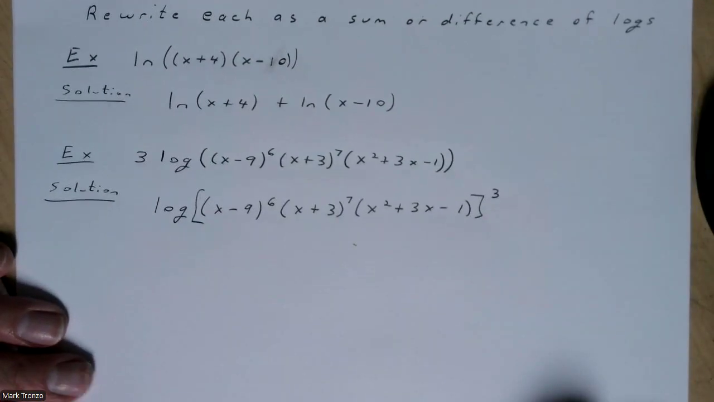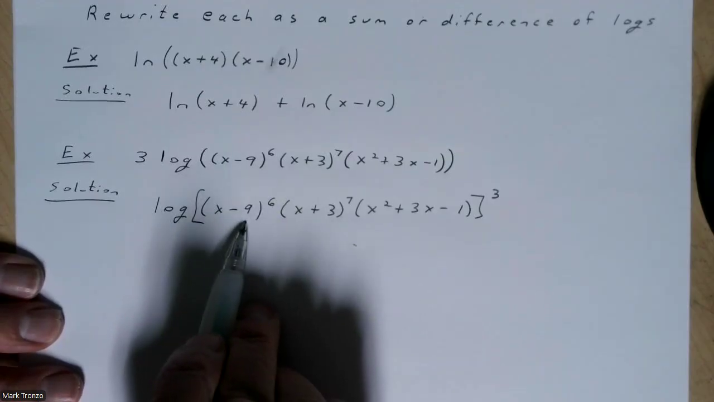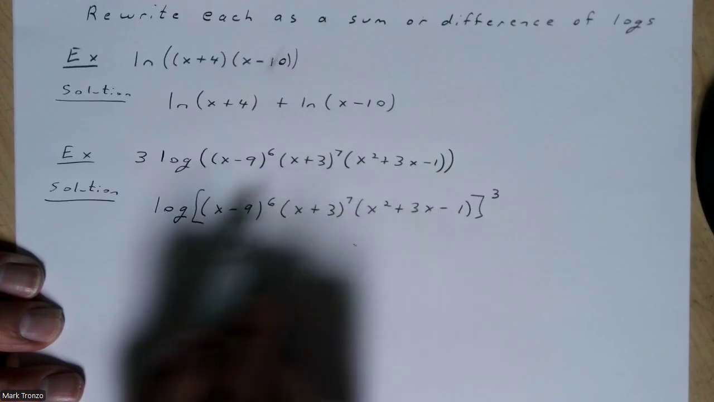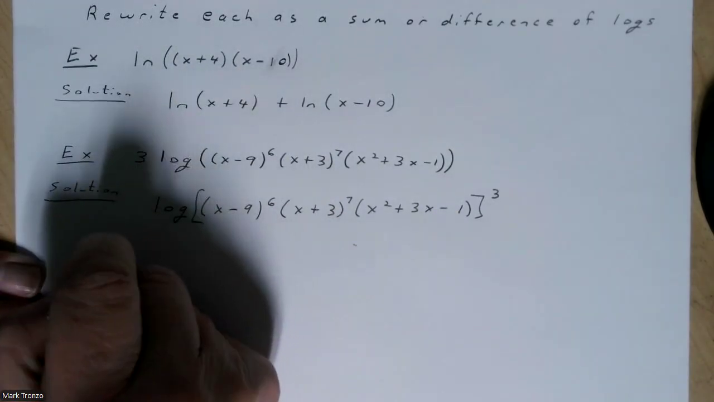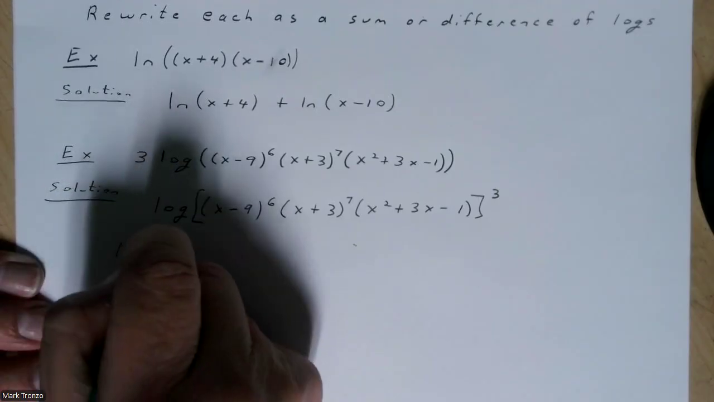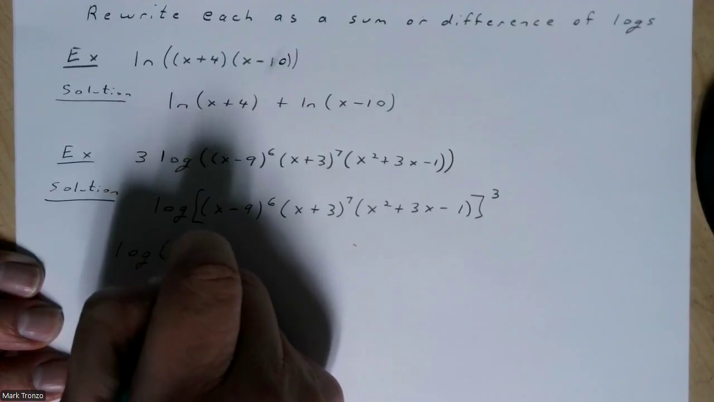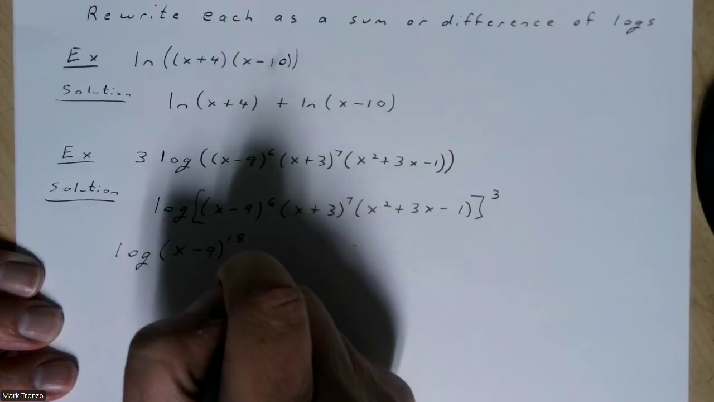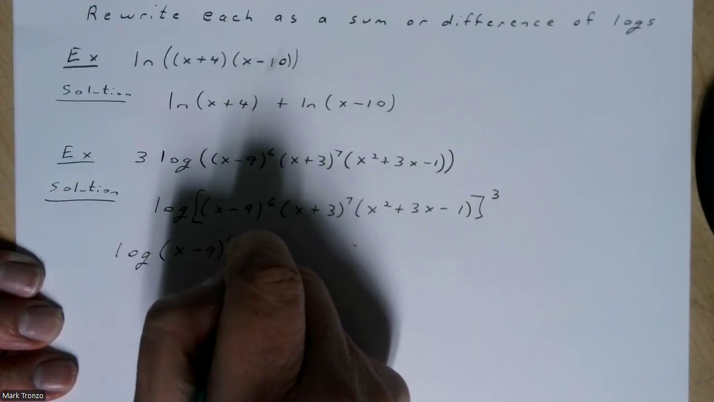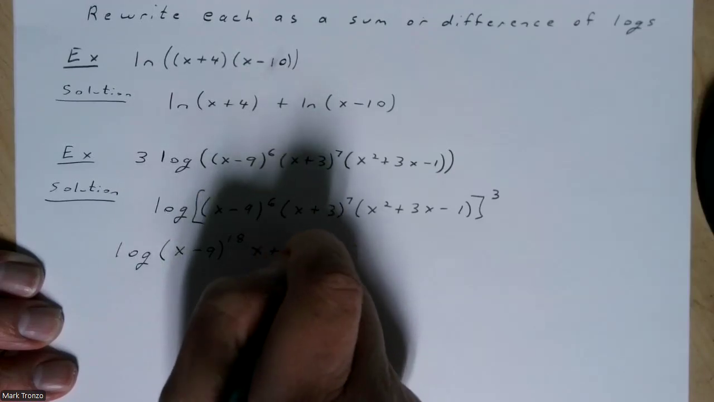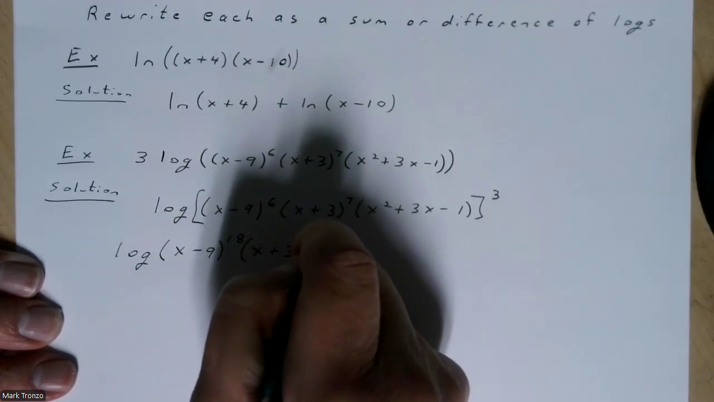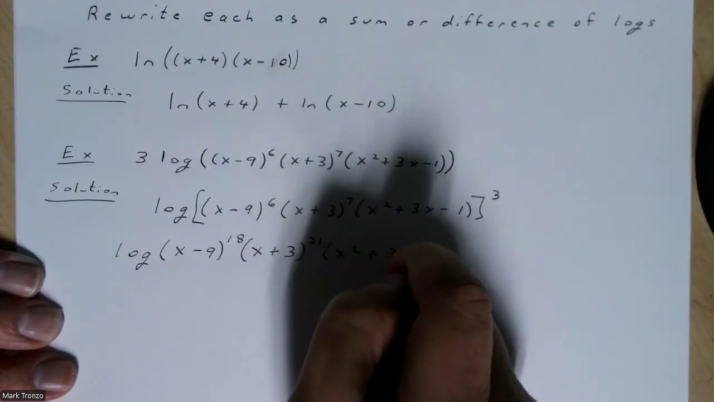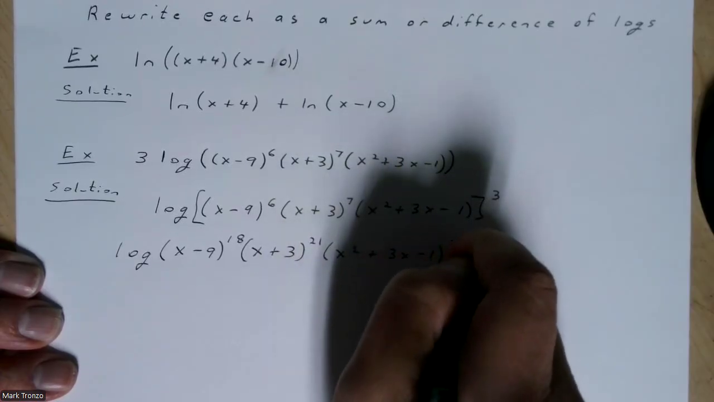I'm going through all the steps so everyone can see. Again, remember, if you have the product of things to an exponent, that exponent is going to be distributed to every factor. So the 3 will be here, 18, 21, like this.